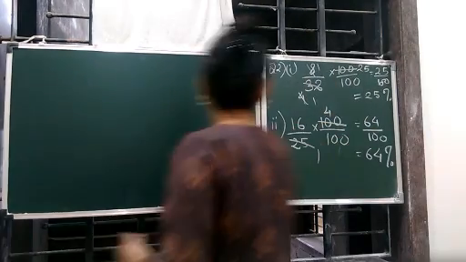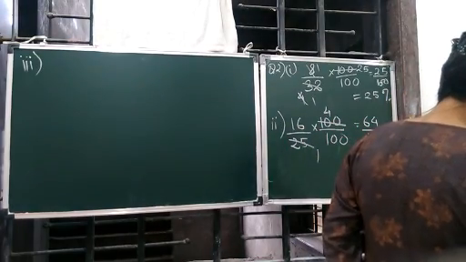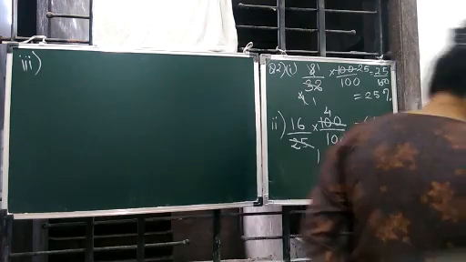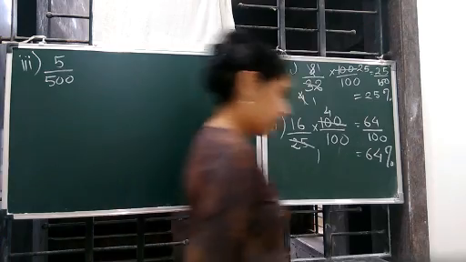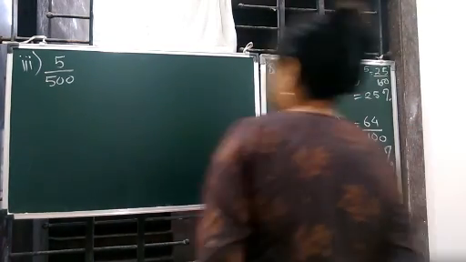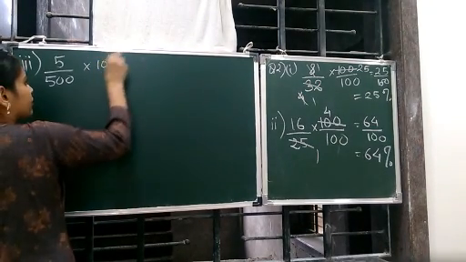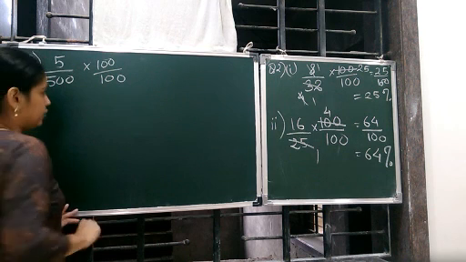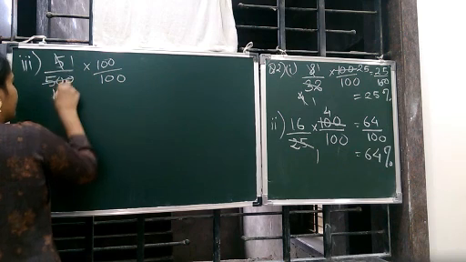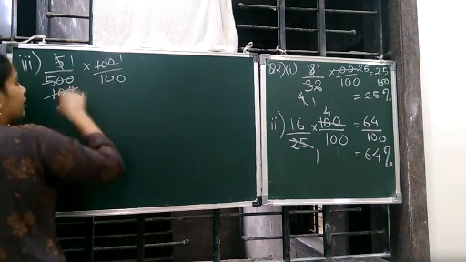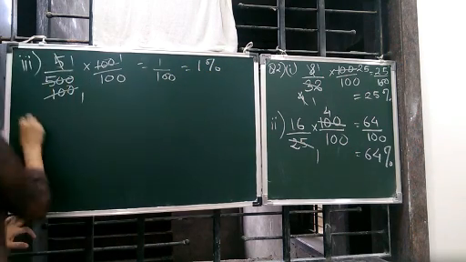Then the third one. A shop has 500 items, out of which 5 are defective. 5 out of 500 are defective. What percent are defective? That means you have to find the percentage of it. So multiply by 100% or 100 upon 100, whatever you want to write. 5 ones are 5, 5 hundreds are 500, 100 ones are 100. Everywhere there is 1. So 1 by 100, that is 1%.